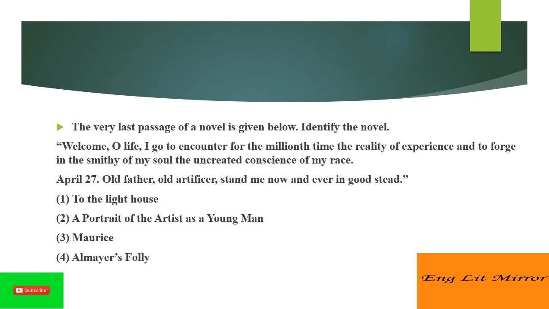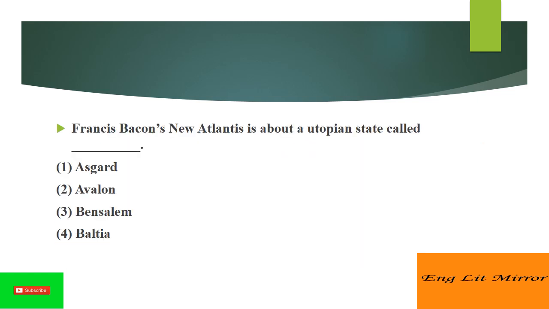The very last passage of a novel is given below. Identify the novel. Welcome, O life. I go to encounter, for the millionth time, the reality of experience, and forge in the smithy of my soul the uncreated conscience of my race. April 27th. Old father, old artificer, stand me now and ever in good stead. Answer is option 2, A Portrait of the Artist as a Young Man. Francis Bacon's New Atlantis is about a utopian state called, answer is option 3, Ben Salem.